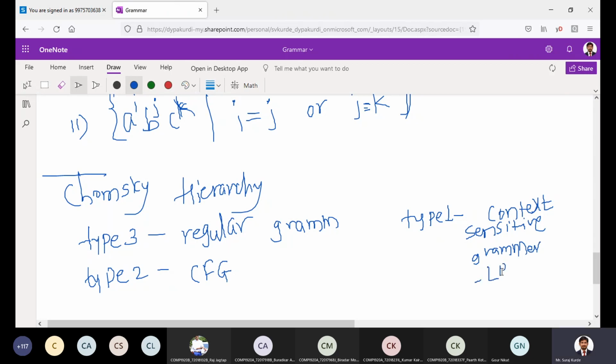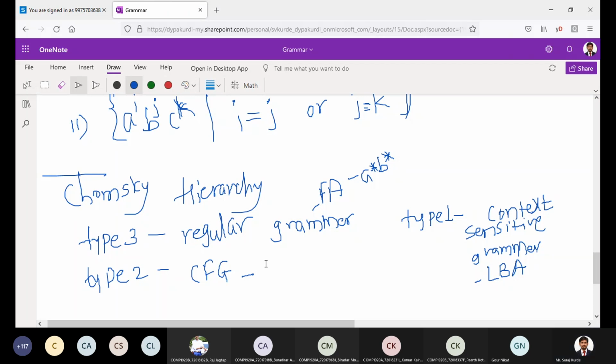For this we have linear bounded automata. For regular grammar we use finite automata. In the first unit we have seen what is regular language, then what is finite automata. So that is type 3 regular grammar, and we are using FSM for regular grammar or regular language. Example is a star, b star. Any number of A followed by any number of B.